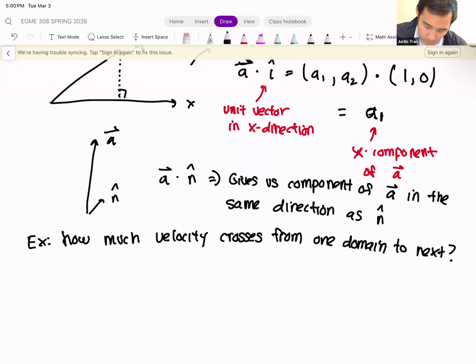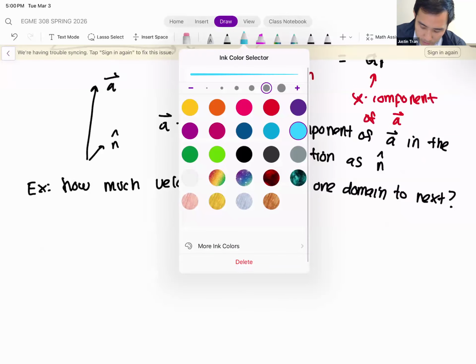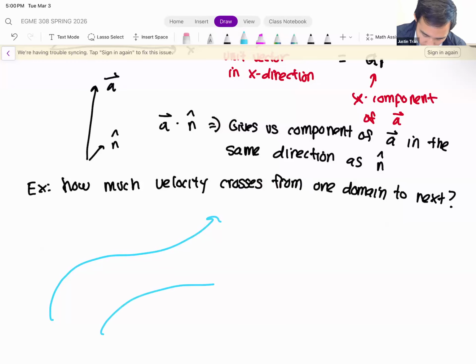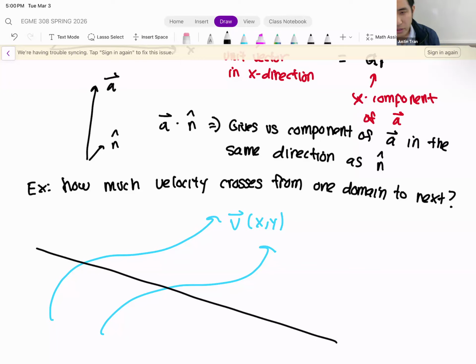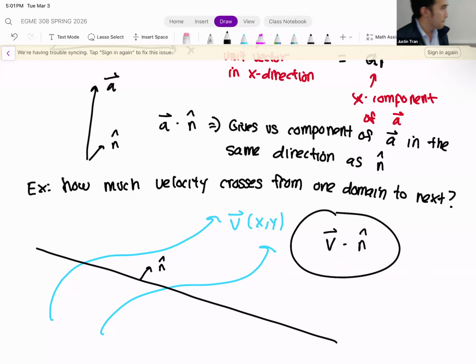Let's say that we have our velocity field, maybe it looks something like this, a function of x and y. And then let's say that we have some kind of domain separation, where we characterize the domain with some kind of normal vector n. We want to find out how much velocity is actually crossing that plane. The way we do that is we simply take our velocity field and dot product it with our normal vector.